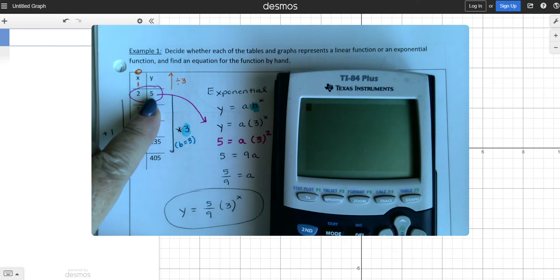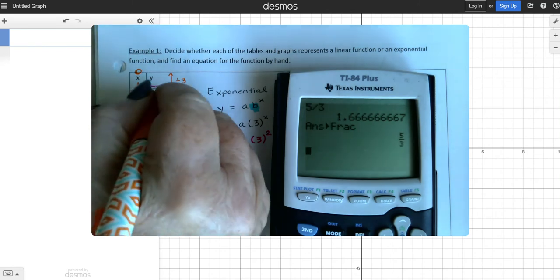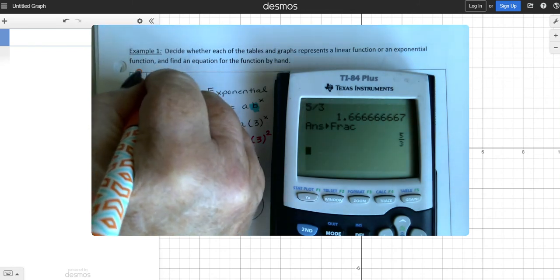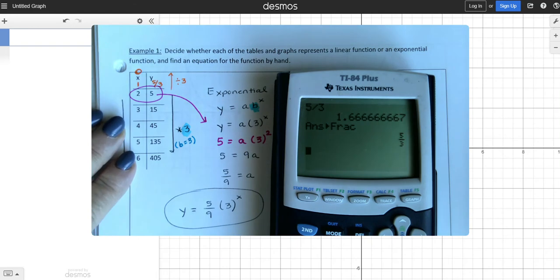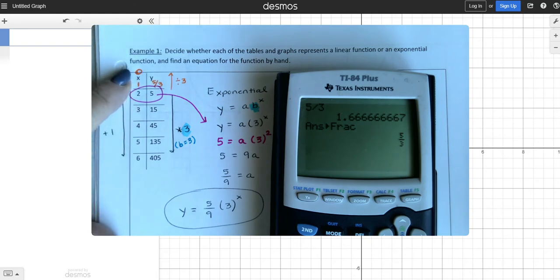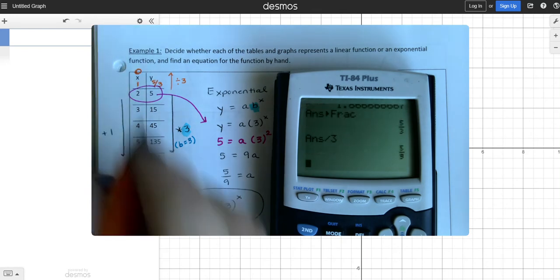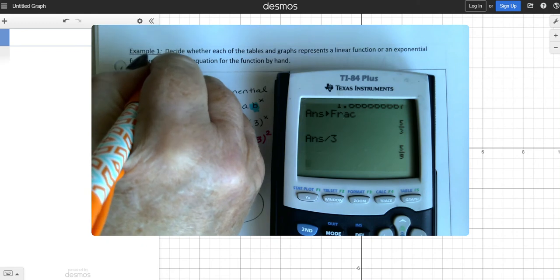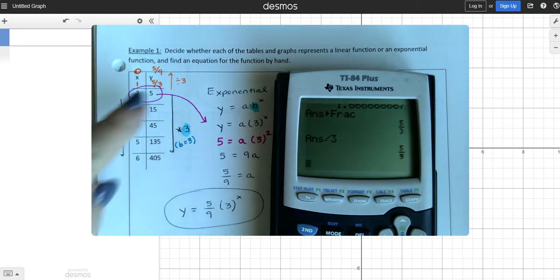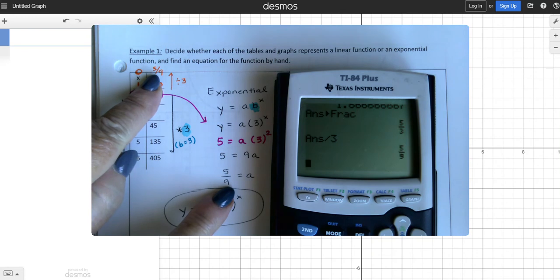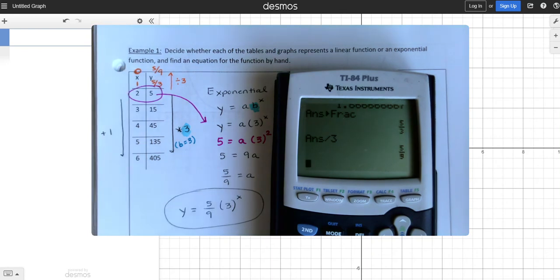So if I take that 5 and divide it by 3, in fraction form I get 5/3. That's for x equals 1. I have to do it again to get 0. So divide that by 3. And in fraction form, I'd have 5/9. So there's that same 5/9 that we found using a little equation, done with a predictive method.